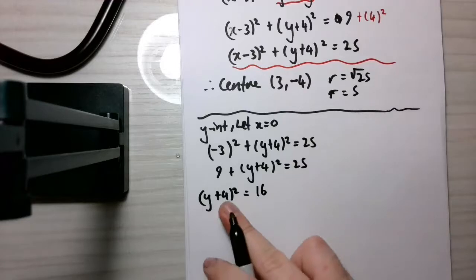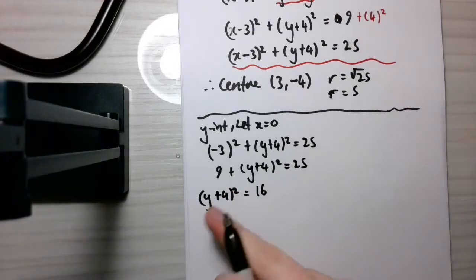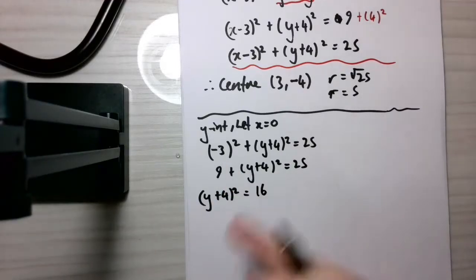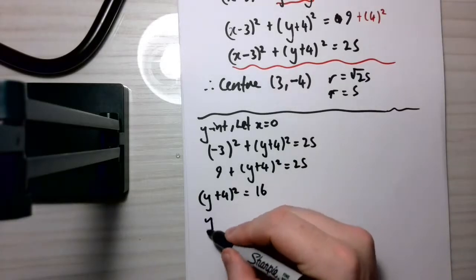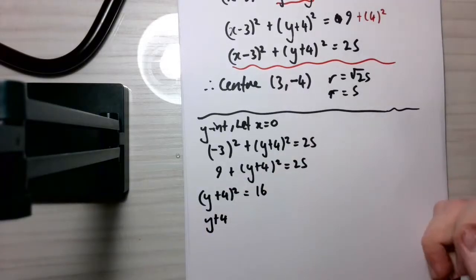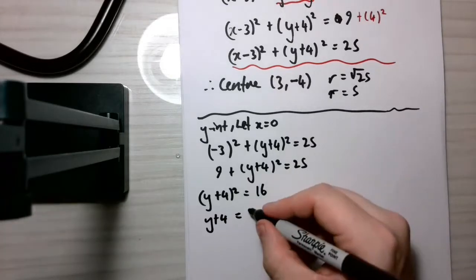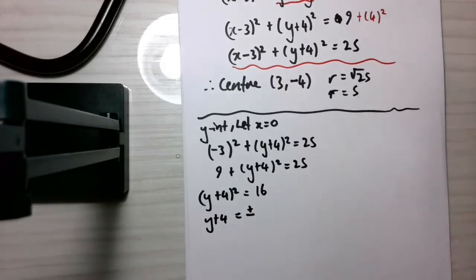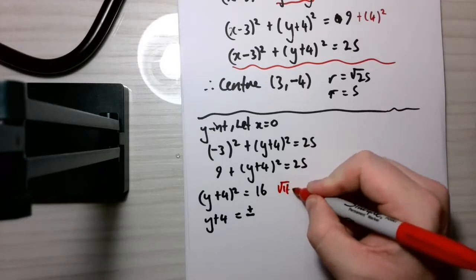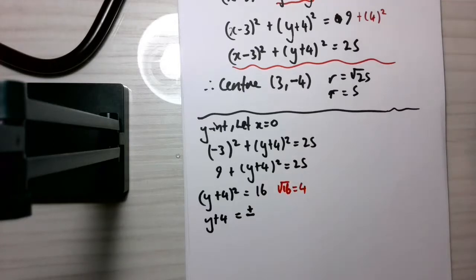Now, we want to get rid of the squared here to unlock the inside of the brackets, so I'm going to take the square root of both sides. So I'll have y plus 4 when I take the square root of that side. Now remember, when we take the square root of both sides, we must have a plus or minus, because there are two possible solutions. And the square root of 16 is just equal to 4.